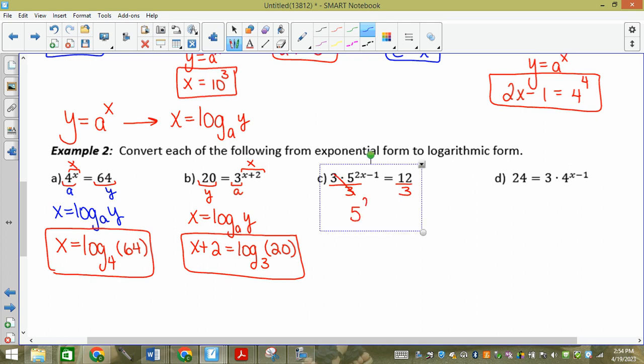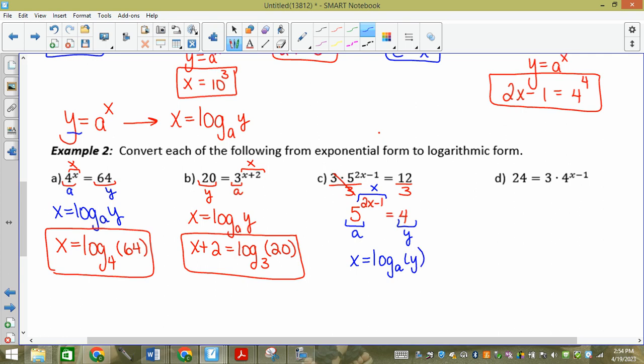So I get 5 to the 2x minus 1 equals 4. And then I have to line it up. Remember, the base is the base. So the base is a. So the base of my exponent is a. Then what's in the exponent is x. And then it equals y. And then I write out my log equation: x equals log base a of y.